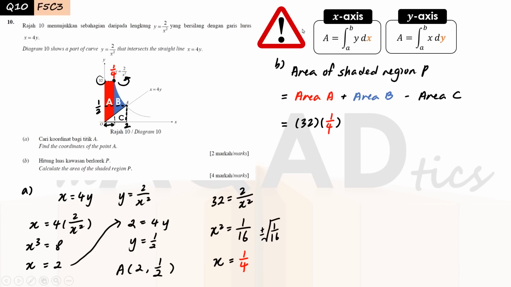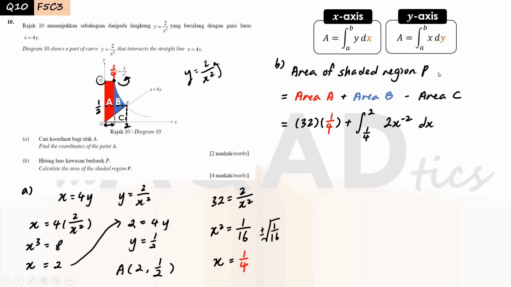Alright, so if you are using this one, it means x is on the outside and y is on the inside. For the y, it would be the equation of the curve, which is this one. Allow me to move the x squared to the above, because it would be easier for us to integrate later. And since we are looking at the x-axis, we are going to find the lowest and the highest value of x to put in our range. The lowest x value will be 1 over 4, the highest x value will be 2.